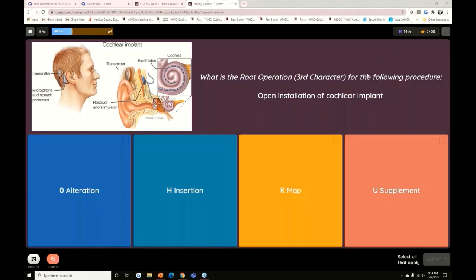So, all right, coders, here's our next one. What is the root operation for the following procedure? Open installation of cochlear implant. Is it O, alteration, H, insertion, K, map, or U, supplement? This is a good one.